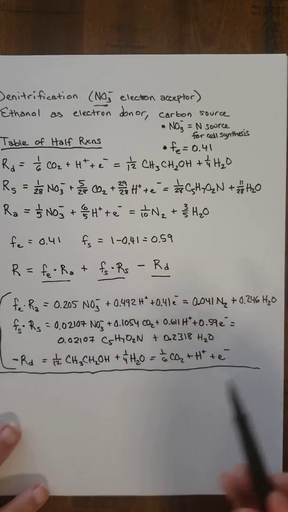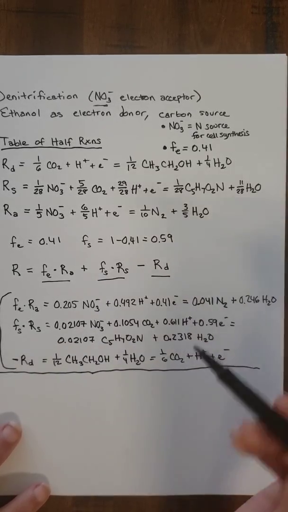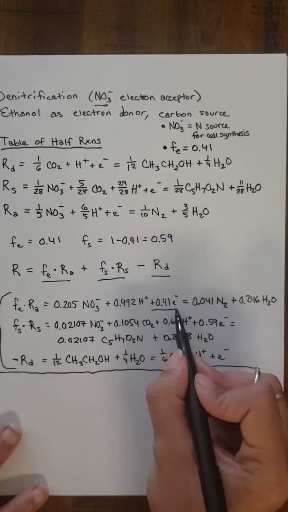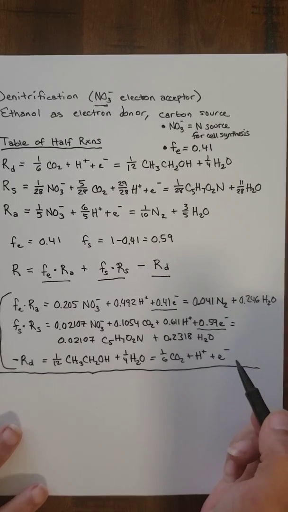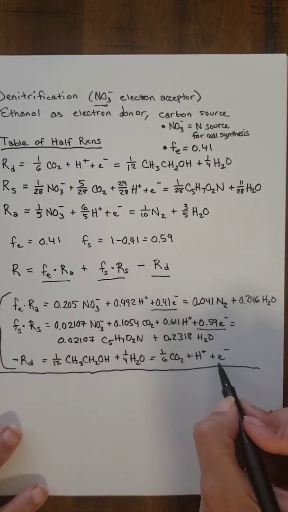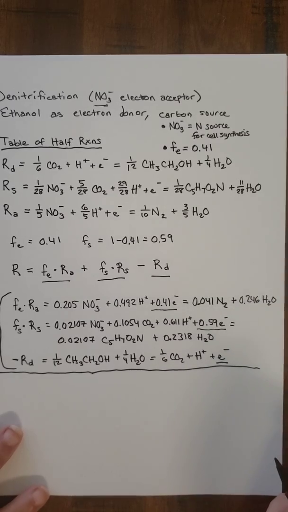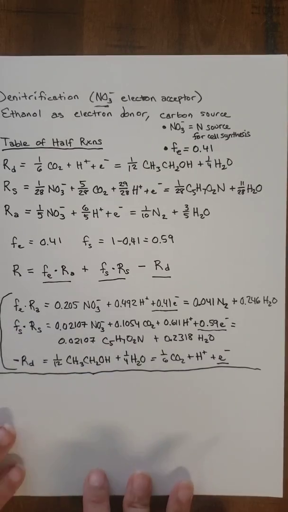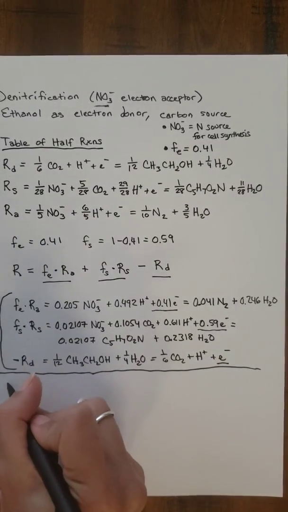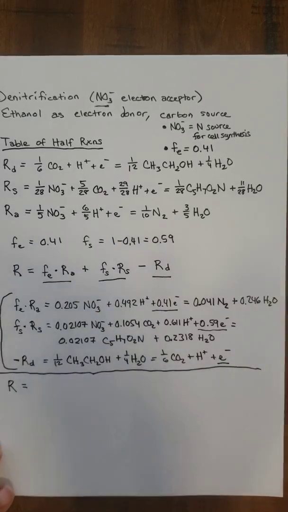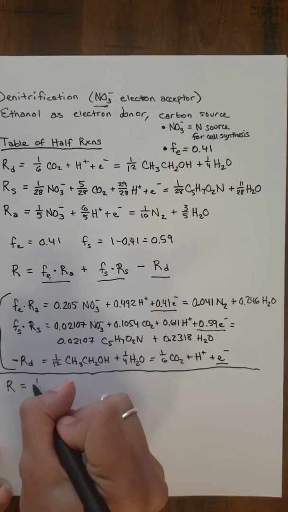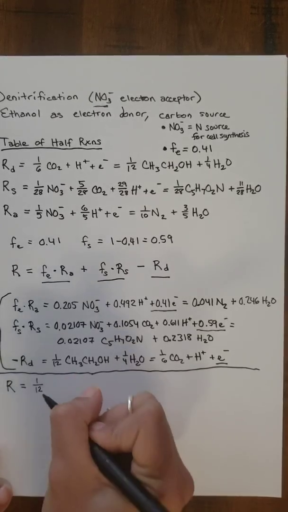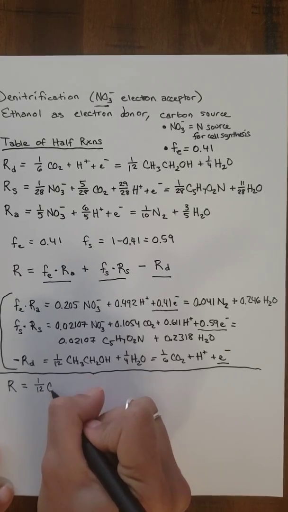So just to double check, I like to look at our electrons. We've got on the left-hand side 0.41 electrons and 0.59 electrons. So if we add that up, it should be 1 electron. And sure enough, on the right-hand side, we've got 1 electron to match, so we know that our electrons will cancel out. So that's just a good double check for us before we go ahead and write the final reaction here. And so our final reaction will come out to, and you know, there's some terms that will have to be canceled and so forth, but this will be our final answer here.